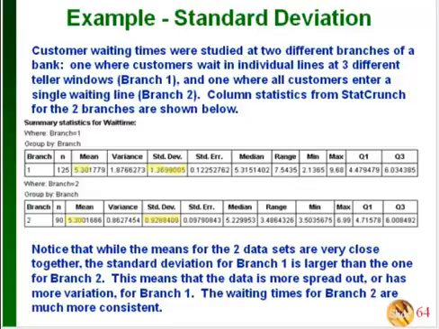The other thing that you can look at as far as variation is the range, which it also gives in this display. Notice that the range for branch 1 was 7.5, so the minimum was 2.1 minutes and the maximum was almost 10 minutes. For branch 2, the range was only about 3.5. The minimum wait was 3.5 minutes and the maximum was 7 minutes. So again, there's not as much variation in the wait times for branch 2.